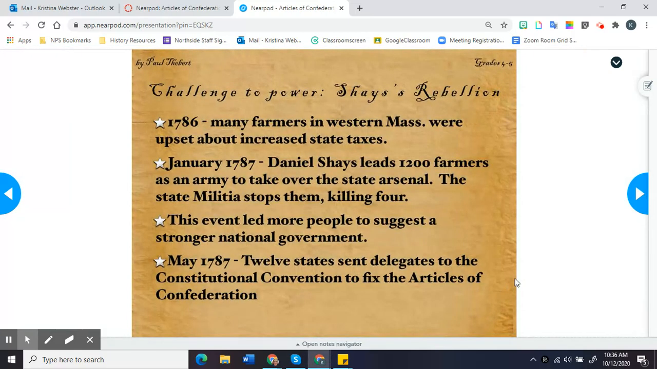Okay. Challenge to power, Shays' Rebellion. 1786. Many farmers in western Massachusetts were upset about increased state taxes. But in January of 1787, Daniel Shays led 1,200 farmers as an army to take over the state arsenal. State militia stops them and kills 4 of them. This event led more people to suggest a stronger national government. Then, in May 1787, 12 states sent delegates to the Constitutional Convention to fix the Articles of Confederation.